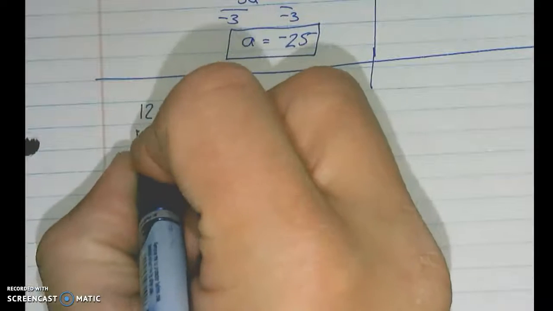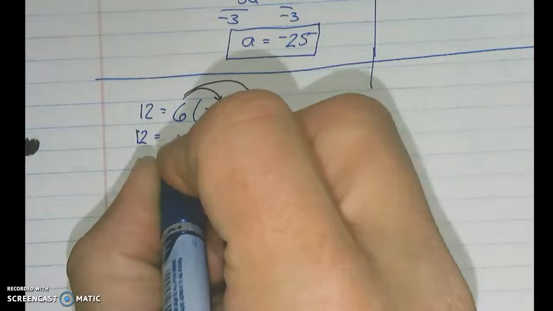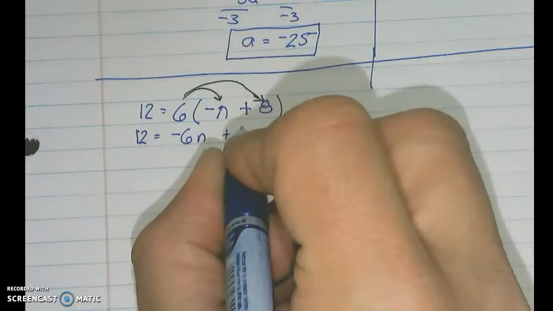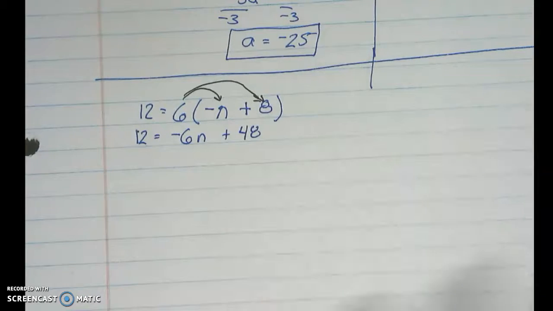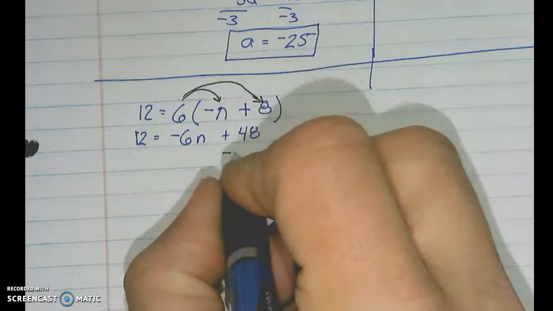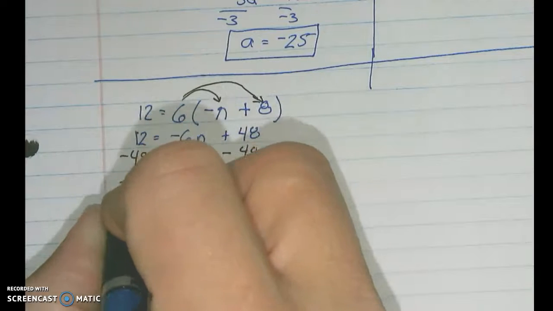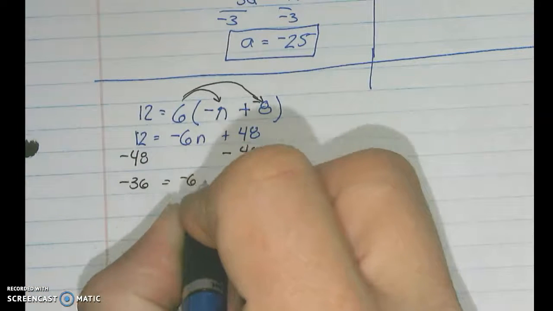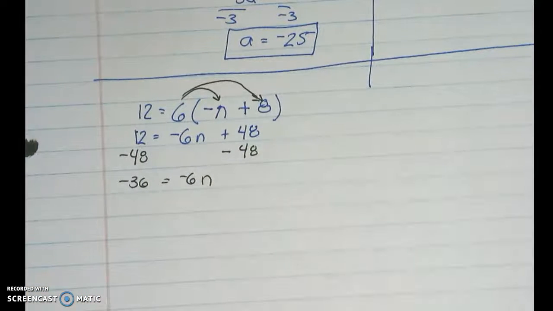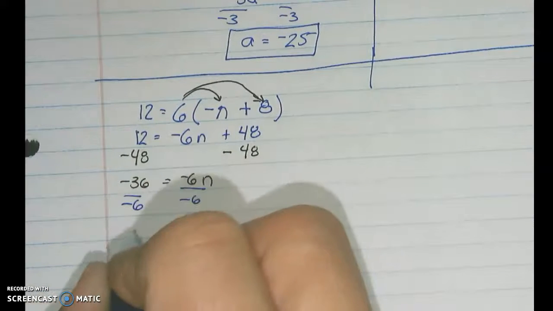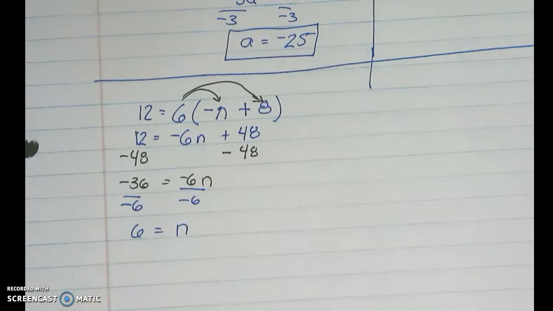So 12 stays the same. 6 times negative n is negative 6n. 6 times 8 is 48. And then we're going to subtract 48 from both sides. And then I'm going to divide by negative 6. And n is equal to 6.